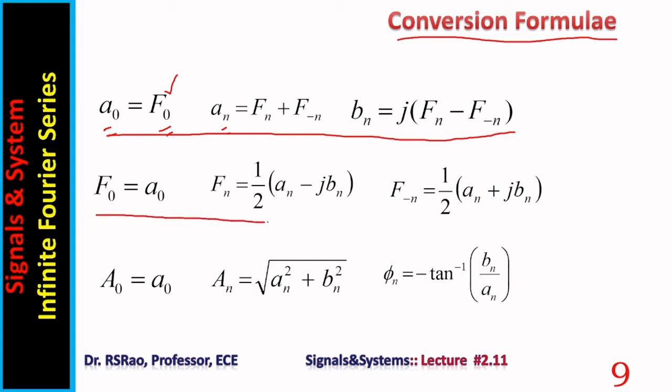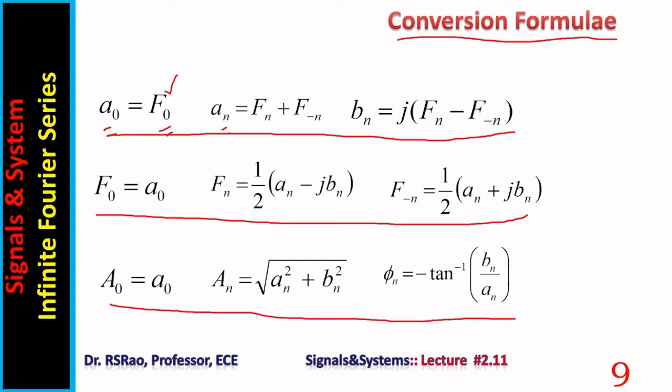Now the second row gives us the relations which are useful to find exponential coefficients from trigonometric coefficients. F0 is equal to A0, Fn is equal to half of (An minus jBn), F minus n is equal to half of (An plus jBn). The third row is already mentioned in an earlier slide. This is from the compact or harmonic form and sinusoidal form relation. A0 is equal to a0. Capital A0 belongs to the compact form, small a0 belongs to the sinusoidal form. Capital An is the square root of an squared plus bn squared. Angle phi n is minus tan inverse of bn by an.